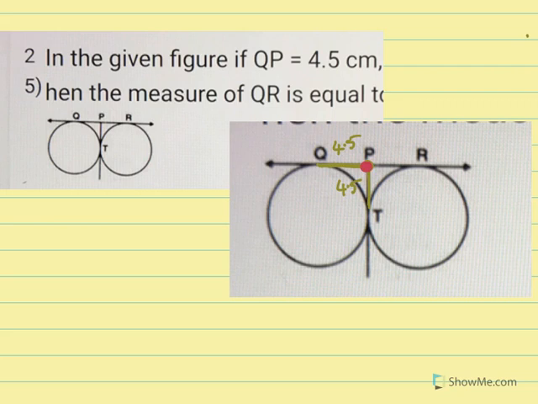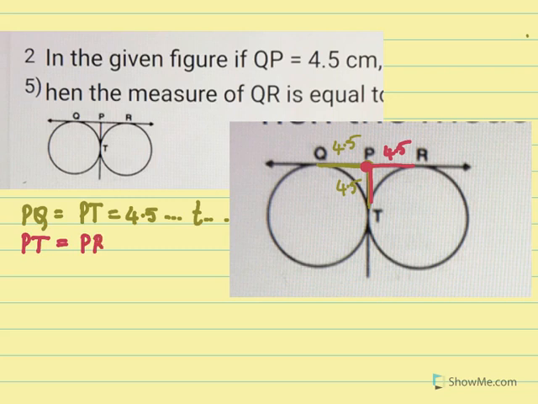Now on the other side, if we take this as an external point, I can say PT equal to PR. So if this is 4.5, I will say this also is 4.5. So their total QR becomes 4.5 plus 4.5. Let me write it out. So first we have PQ equal to PT, which is 4.5. Reason: tangents from an external point. On the other side, I have PT equal to PR, which is also again 4.5. Tangents from an external point are equal.